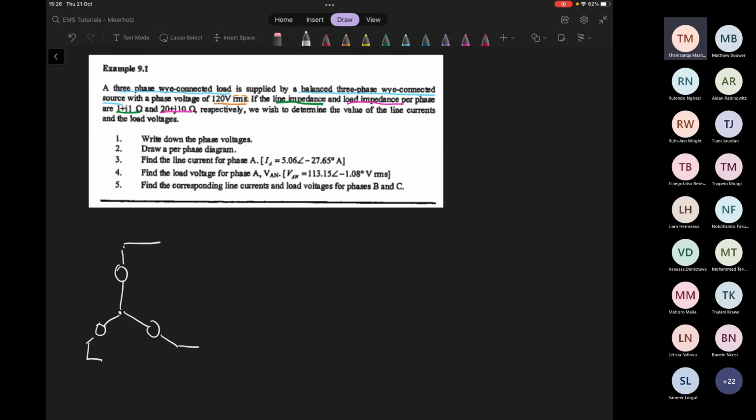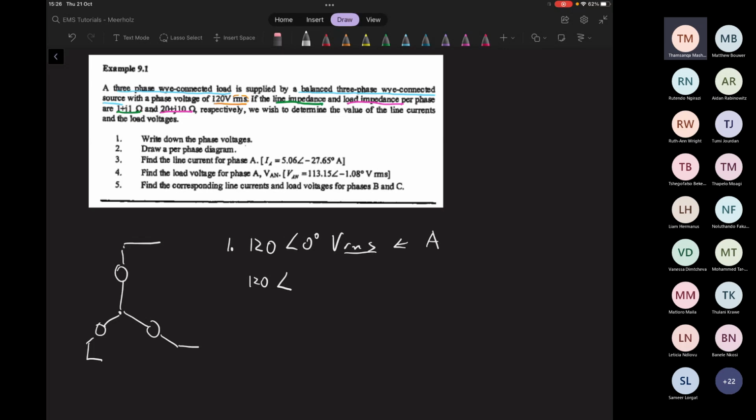So step 1, write down the phase voltages. Okay, so now this is a theory question. First, we would write 120 volts, we'll do the volts afterwards, at an angle of 0 degrees, V RMS. This is phase A. What will phase B be if this is phase A? This is standard notation, so you do actually need to know this. What will its phase be? It's going to have the same magnitude because it's balanced.